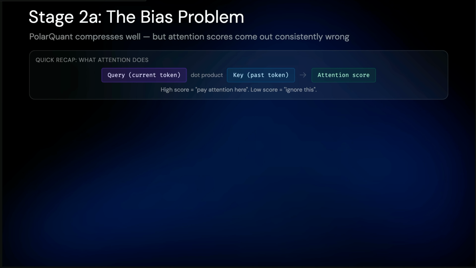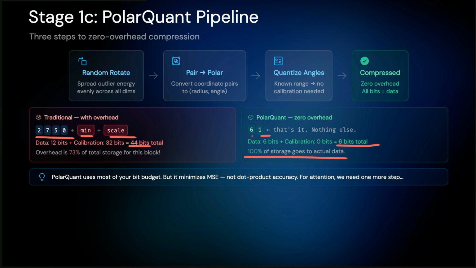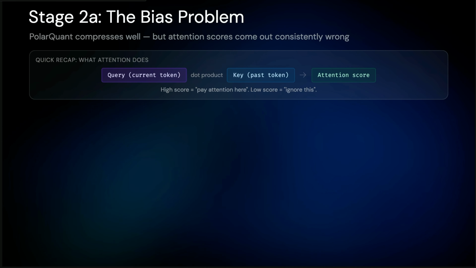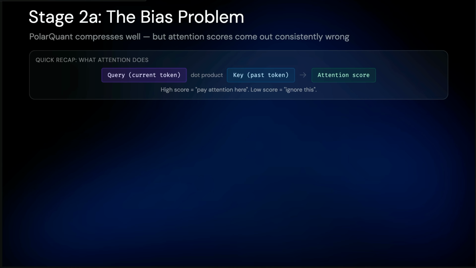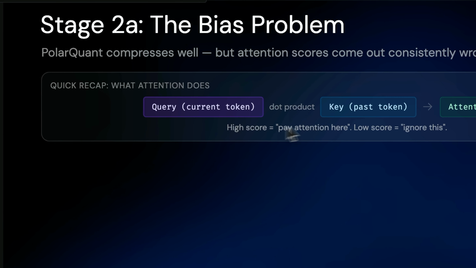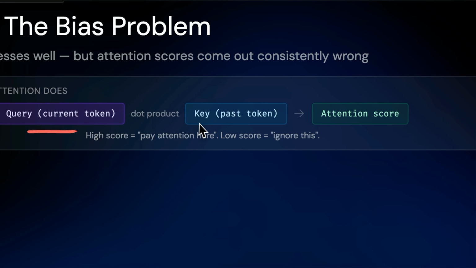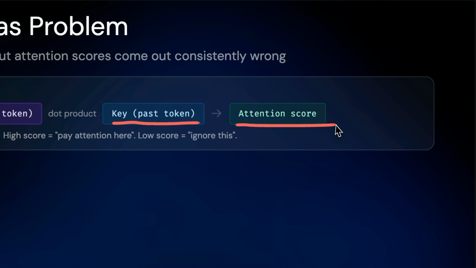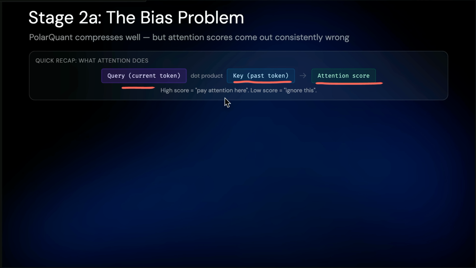Now there is another problem called the bias problem. Let's see what the bias problem is. So far we saw that PolarQuant compresses well, right? We can make use of most of our memory just to store the original data. But the problem with PolarQuant is that when we do attention computations, these scores become consistently wrong. Why? Let's take a quick recap of what attention does. For each and every query, we take a query and do a dot product with the past tokens that we have seen, and this gives us the attention score. A high score means the LLM knows that it has to pay attention there, whereas a low score means it will ignore that.